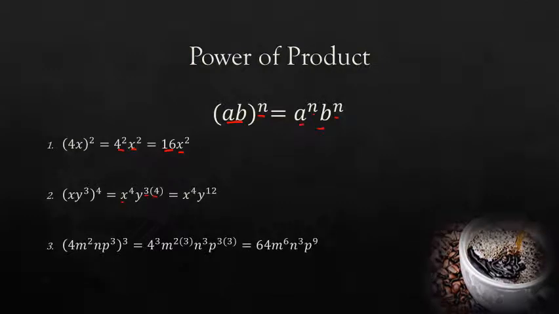Another example. Let's say we have 4m squared n p cubed raised to the power 3. We raise 4 to the power 3, and m to the power 2 times 3. n is raised to the power 3. p cubed is raised to the power 3, so we get p to the power 3 times 3. We do the multiplication, and we also get 4 cubed, which is equal to 64. And then m to the power 2 times 3, so that's m to the power 6. Then we get n cubed, and then p to the power 3 times 3, so that's p to the power 9.